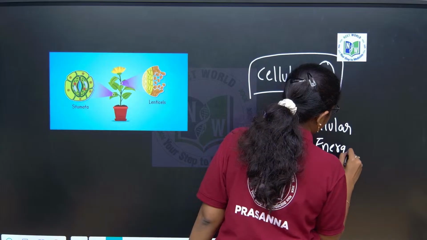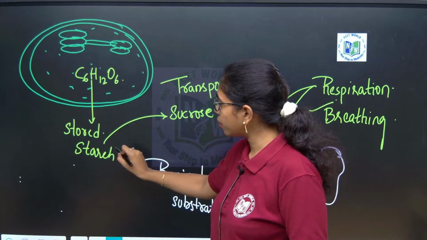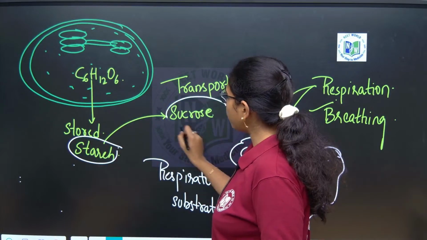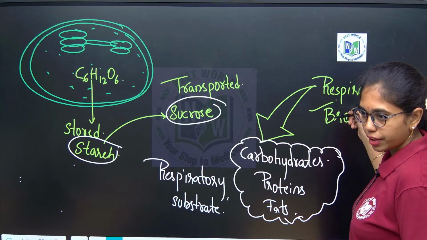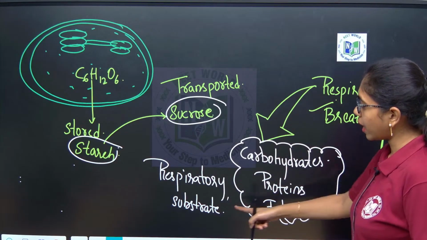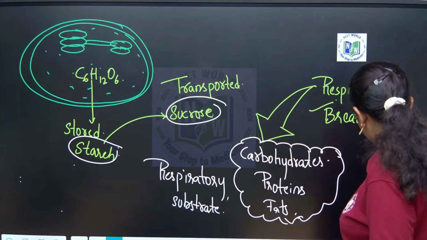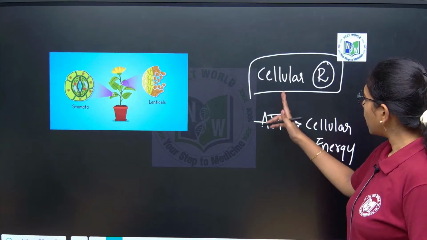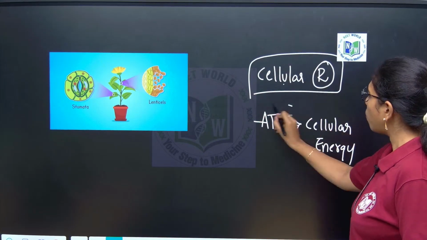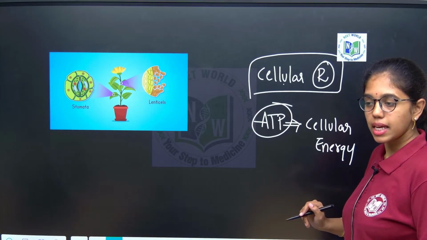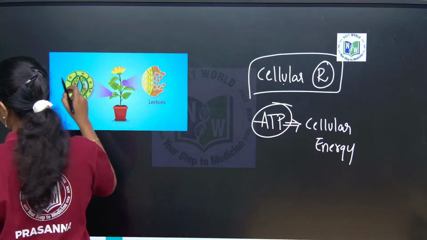So, are you clear with these points? Glucose which is prepared in the chloroplast is stored in the form of starch and transported in the form of sucrose. Respiration is oxidation of macromolecules, and those macromolecules we call respiratory substrates. Breathing is exchange of gases. Cellular respiration means oxidation inside the cell and release of energy inside the cell. ATP is the cellular energy. Now, do plants breathe is the question from this diagram.